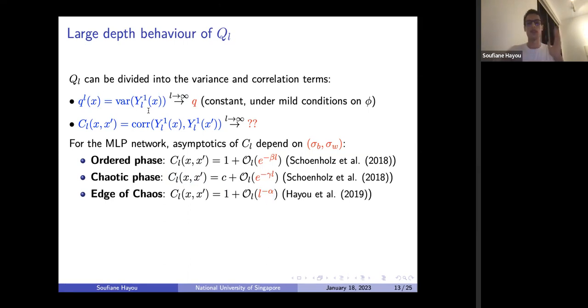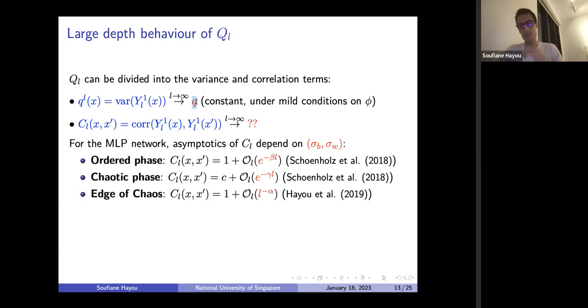So think about the network output. All the neurons at the last layer have the same variance. Okay, and the correlations, right? Depending on the way we initialize, for example in the ordered phase, they will converge exponentially quickly to 1. So what happens here? If you have these two random variables, y^L for X and y^L for X dash, they have the same variance.